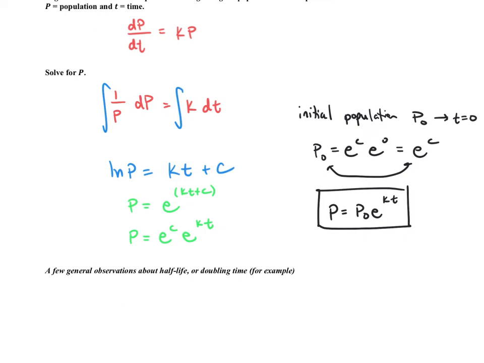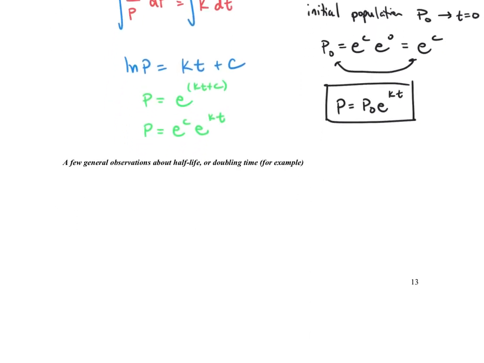This has a couple of implications for half-life or doubling time. For example, let's take a look at half-life. That means half the initial would be our result, and we could cancel the initial population on both sides of the equation, and take the natural log of 1/2, which gives us k times t.